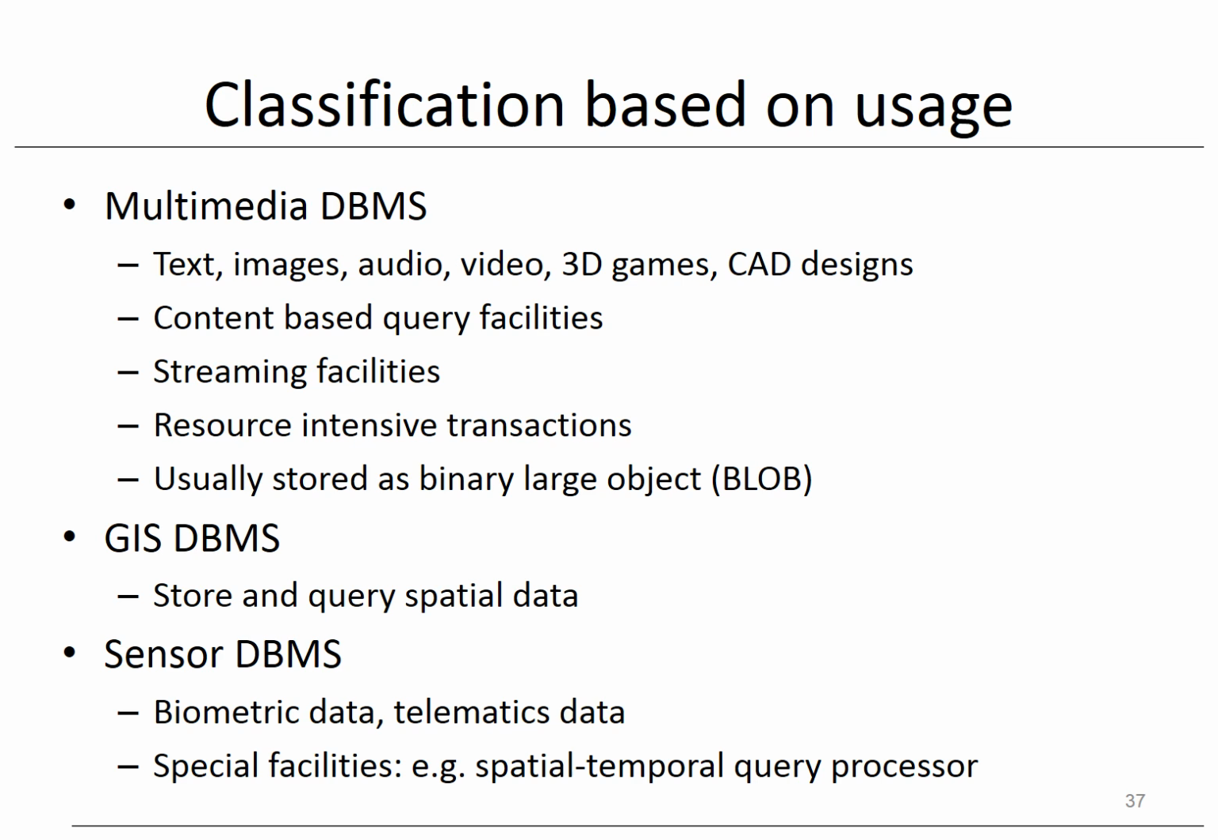A GIS DBMS allows to store and query spatial data. An example query could be: determine the geological decomposition of a specific region. A sensor DBMS allows to manage sensor data such as biometric data obtained from wearables or telematics data which continuously records driving behavior. Ideally, it should allow to formulate application-specific queries such as spatial temporal queries which ask for the shortest path between two locations given the current state of the traffic.